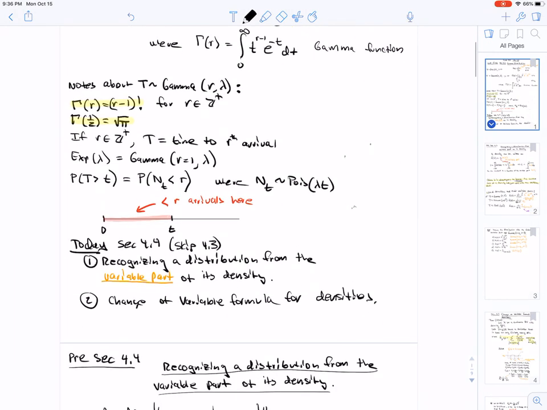So today we're going to cover section 4.4, skipping 4.3. First thing, we're going to talk about recognizing a distribution from the variable part of its density. And secondly, we'll discuss the change of variable formula for densities.